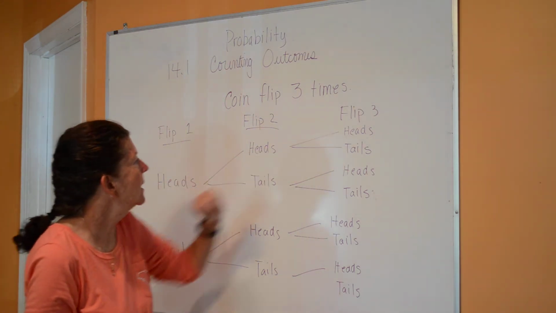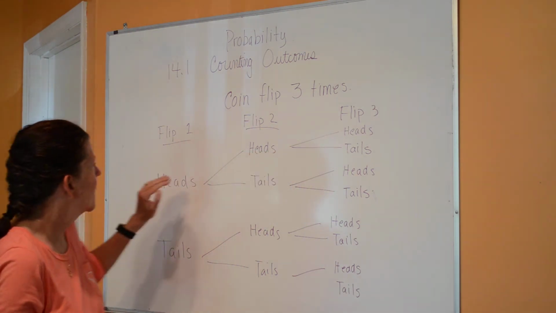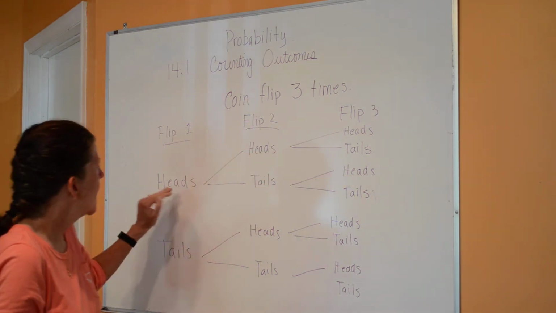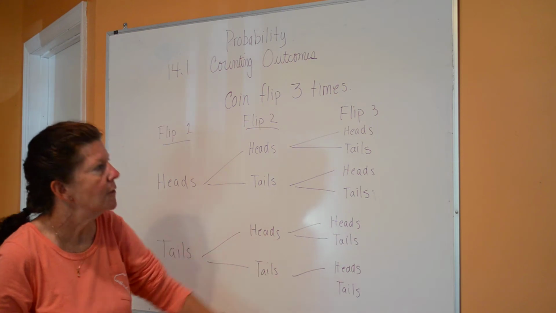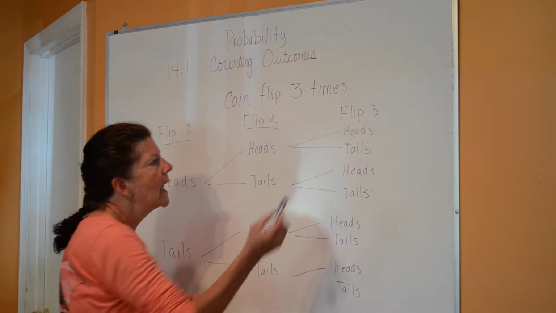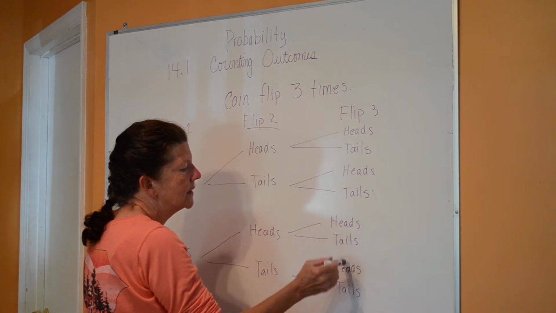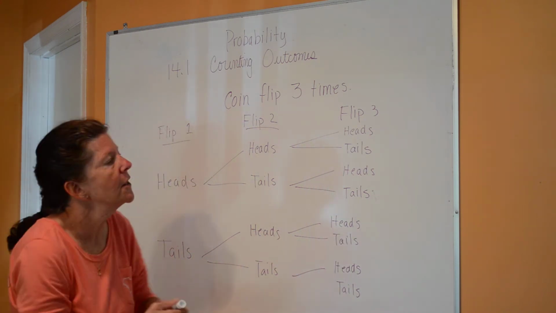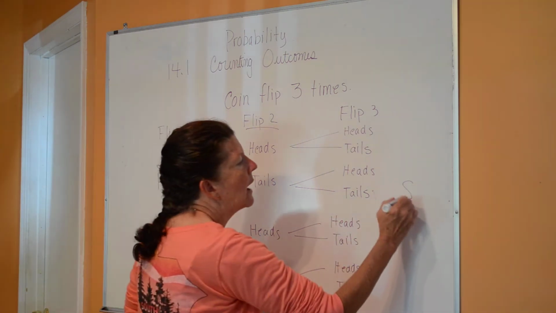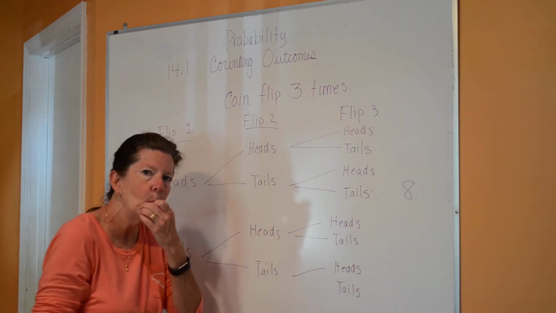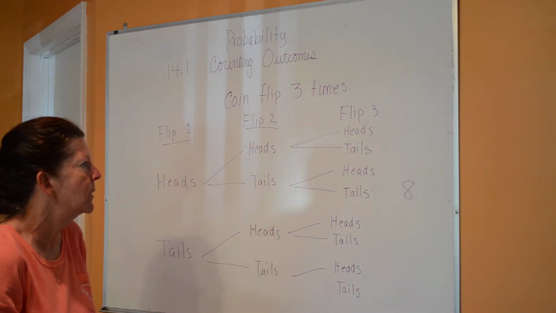Now, these give me all of the possible ways that I can flip this coin. Heads, heads, heads, heads, heads, tails. Heads, tails, heads, heads, tails, tails, and so forth. If I count this last group over here, 1, 2, 3, 4, 5, 6, 7, 8, I know that there's 8 possible outcomes. There's 8 different ways that I can flip these 3 coins.